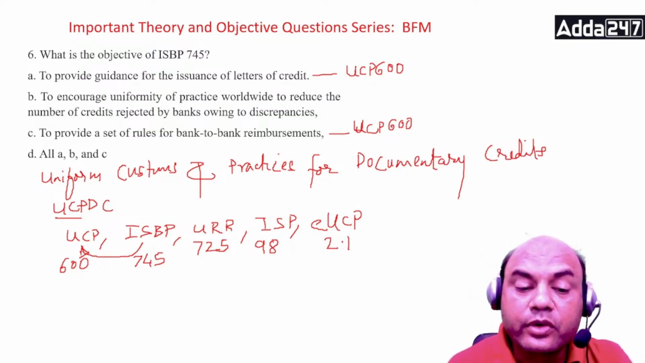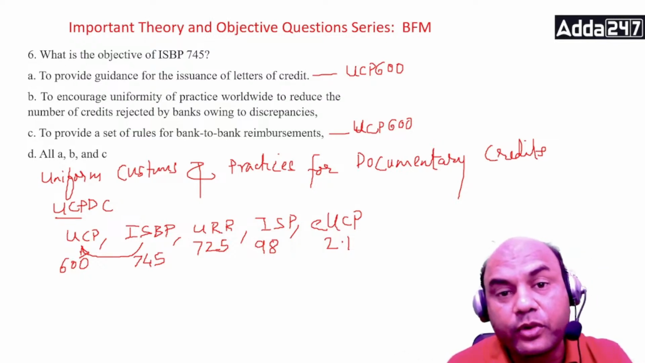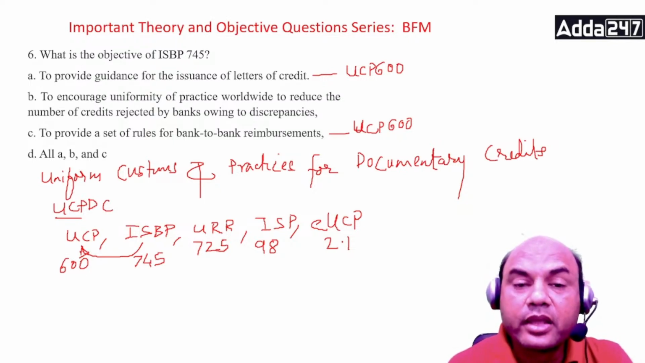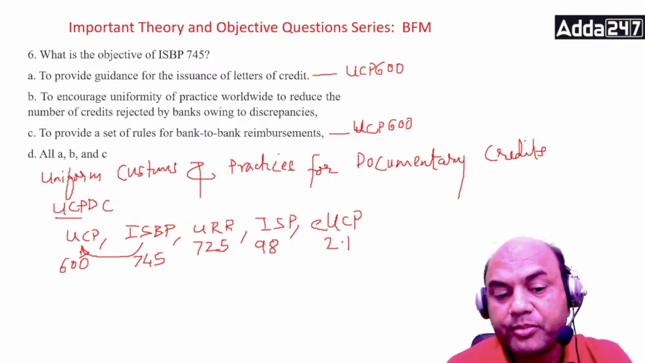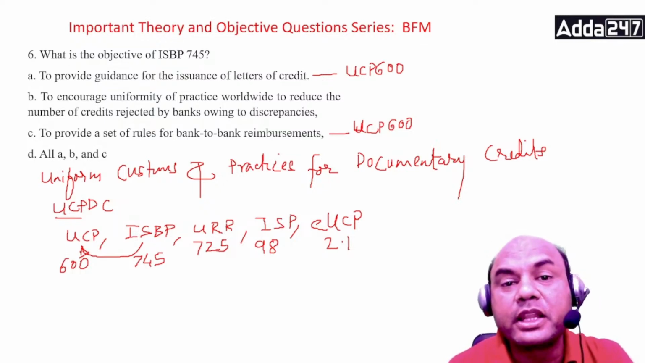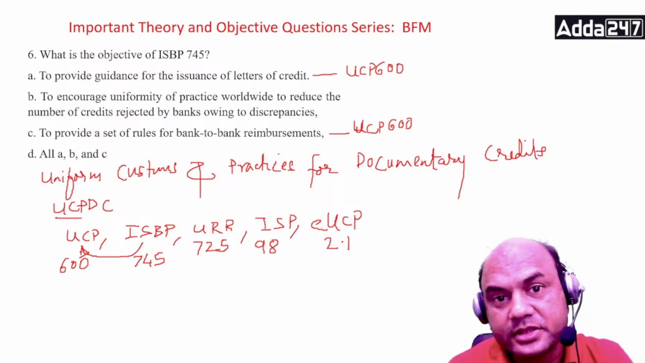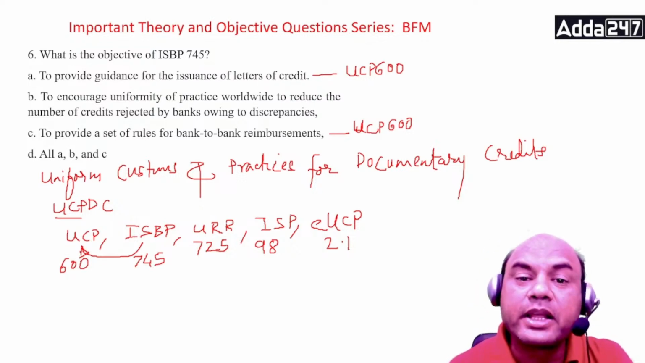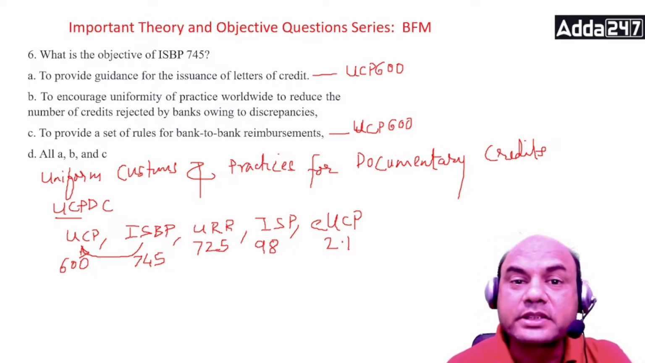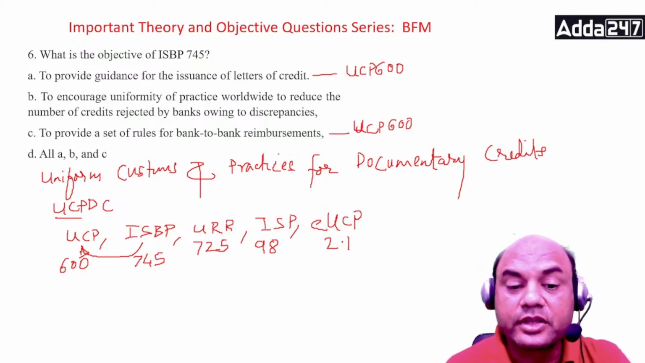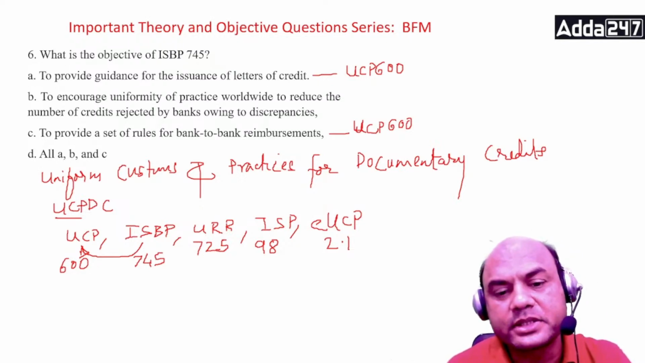URR is Uniform Rules and Regulations for reimbursements. These are used when we use a reimbursing bank in between. ISP is what? ISP is mainly for standby LCs. What is a standby LC? A standby LC is similar to a guarantee. In Europe and America, banks can't issue guarantees, so that's why they issue standby LCs. So that's why this ISP 98 has come into the picture.